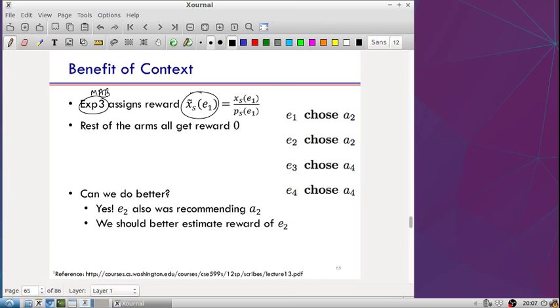So the way this algorithm works is it updates numbers for all the arms that it has. It adds a reward to the arm that got the reward, because I played that arm. And all the other arms, I'm going to set to 0. Those are the numbers that it tags on to whatever estimate it has.